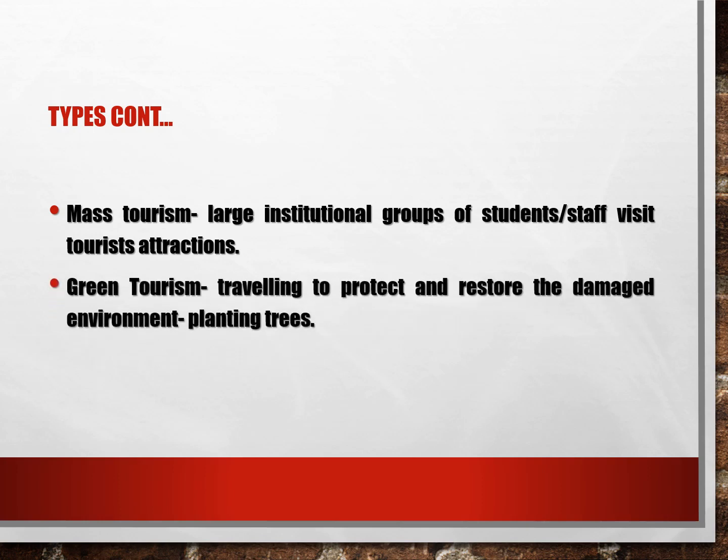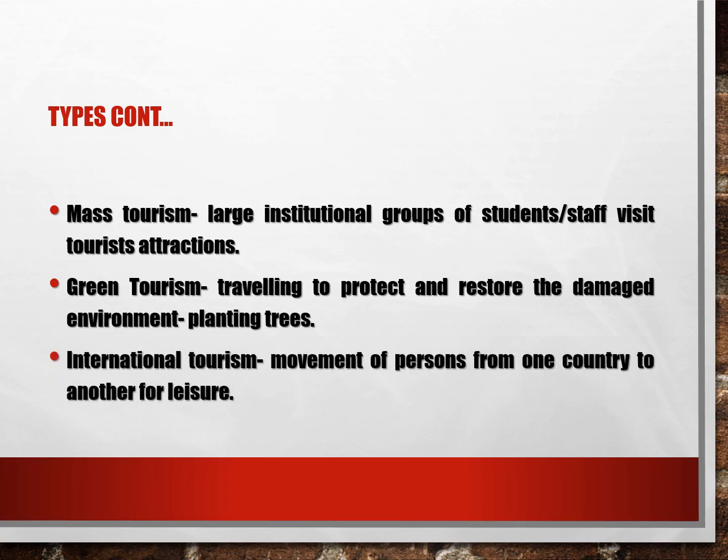Then we have green tourism. Green tourism is where you travel to protect and restore damaged environments. Like when you organize as a group to visit, let's say the Ngong forests, where you go and engage in tree planting activities. We call it green tourism. Then we have international tourism. International tourism is where you move out of your country into another country in search of tourism activity.